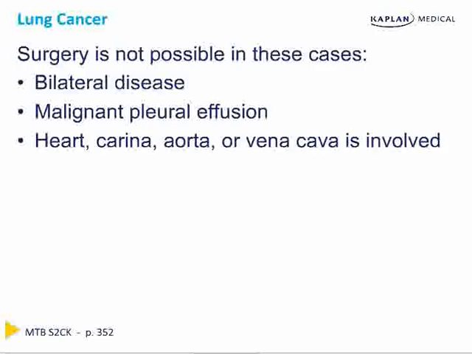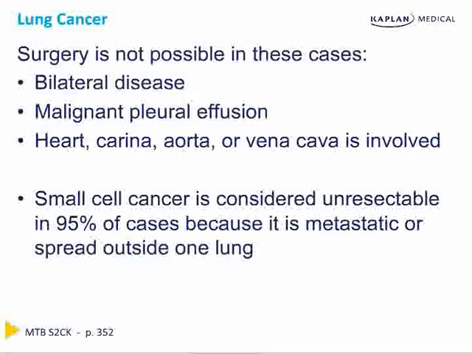Third, anytime there are other thoracic organs involved, such as the heart, carina, aorta, or vena cava, a surgical resection of a lung cancer is not an appropriate treatment because it's not feasible to remove parts of these other organs as well. Finally, if on biopsy the lung cancer is found to be small cell in origin, it's nearly always considered unresectable. And this is because in greater than 95% of cases, small cell carcinoma is metastatic on diagnosis, often going to the brain or adrenal glands. And this concludes our section on lung cancer.